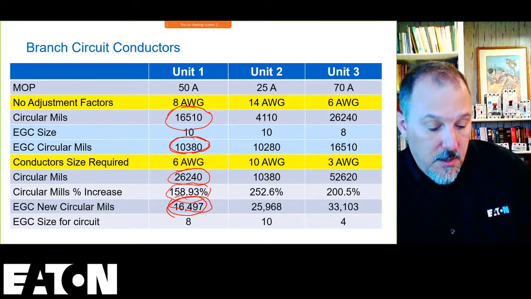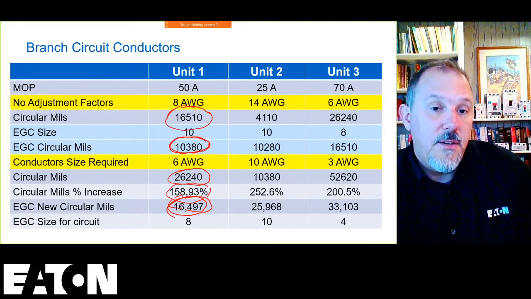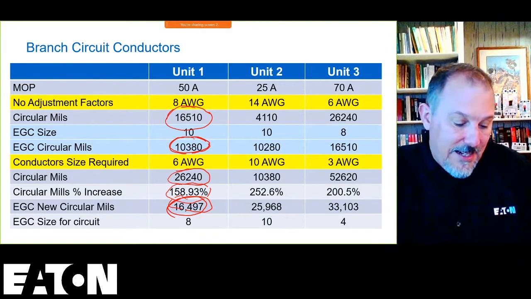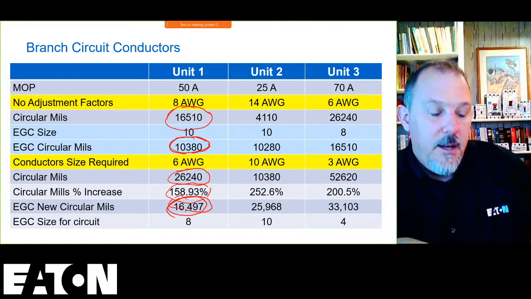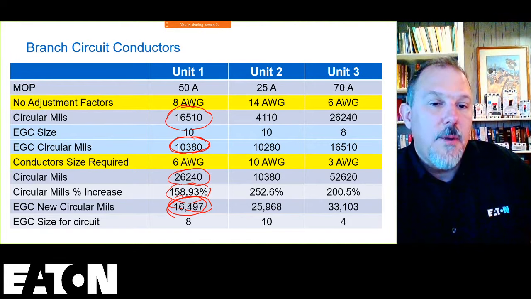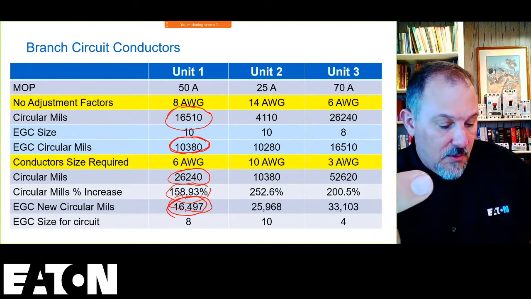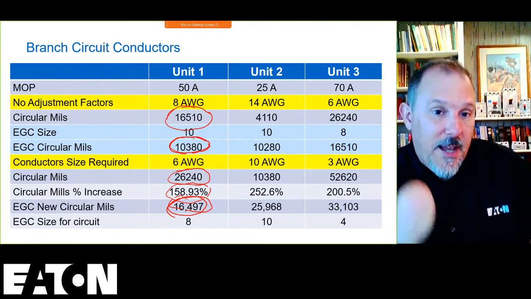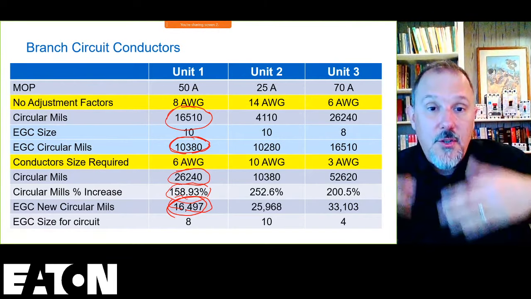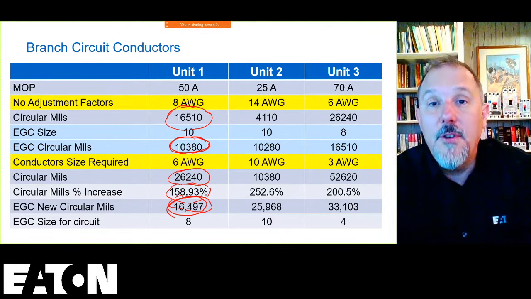Table 8 has all your circular mills. Once I do that math, I go into Table 8 with 16,497 and find the conductor size that has a circular mills greater than 16,497. And that would get me to a number 8, which is 16,510. So that would apply if you're going to do that. But as you can see, there's a debate with regard to whether or not you have to do it.